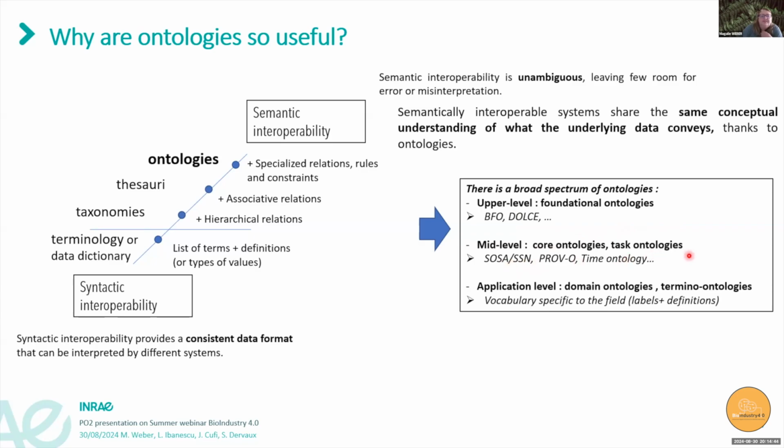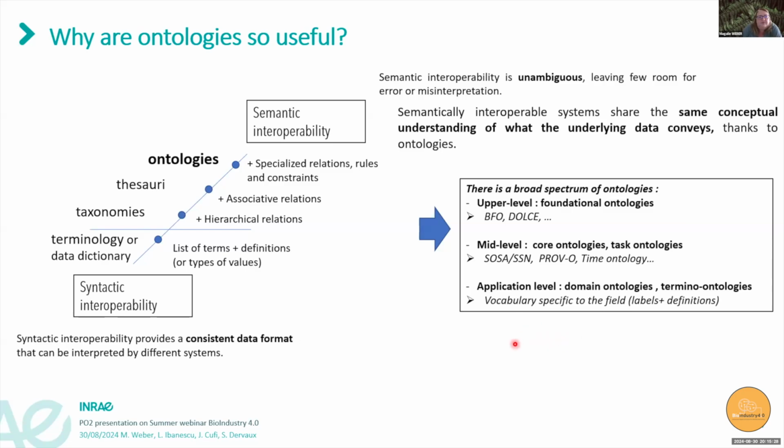They are dedicated to some purposes. For example, you will see that we are reusing SOSA-SSN, but also time ontology or provenance ontology, which are different kinds of mid-level ontologies. And finally, at the application level, we have the domain ontologies or terminal ontologies, which are providing vocabulary specific to the field, providing labels and terms and definitions for human understanding, at least, and also for machines. They are also machine actionable.